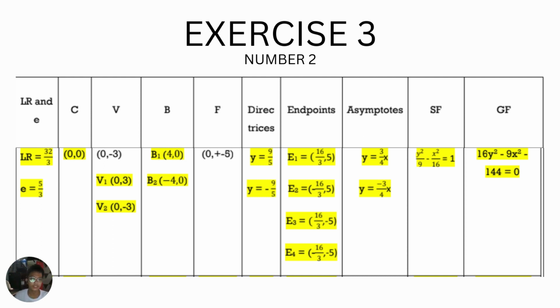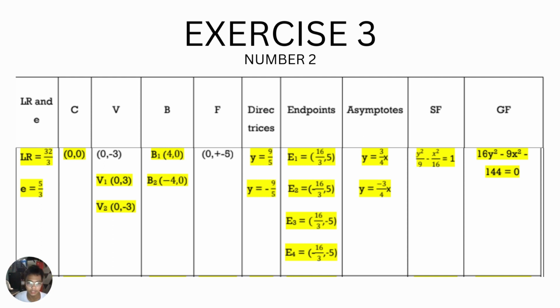Para naman dito sa endpoints, so nakuha tayo ng 4 na sagot, which is yung e sub 1, e sub 2, e sub 3, e sub 4. We got those answers by following the formulas na for e sub 1, quantity h plus c, k plus b squared over a, and e sub 2 is quantity h plus c, k minus b squared over a, and yung e sub 3 is quantity h minus c, k plus b squared over a, and lastly yung e sub 4 is yung h minus c, k minus b squared over a.